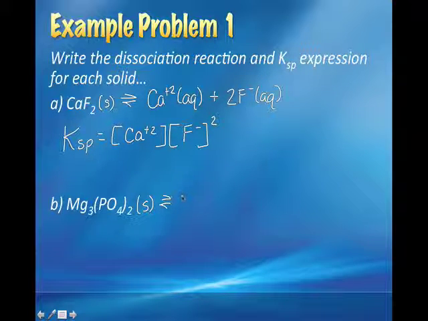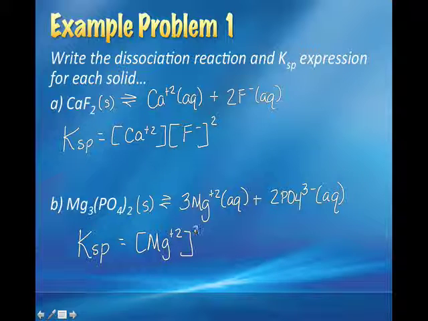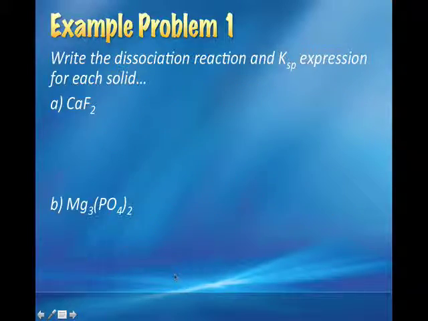This, though, is going to turn into 3 magnesium ions, and I have 2 of the phosphates. So there's the dissociation reaction for that one, and then the Ksp is going to be magnesium ions, and we are going to want to cube that, times the phosphate ions squared. So that's how you write these, and we're going to get a lot of practice with these example problems that we're going to do.